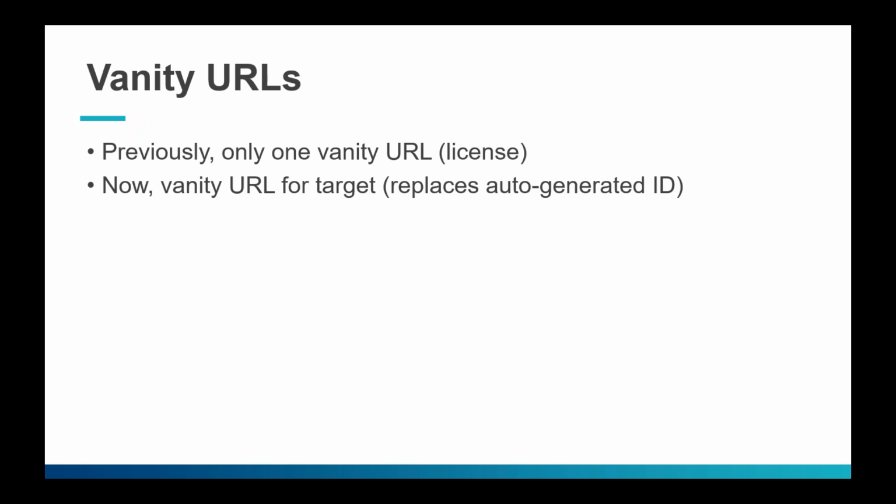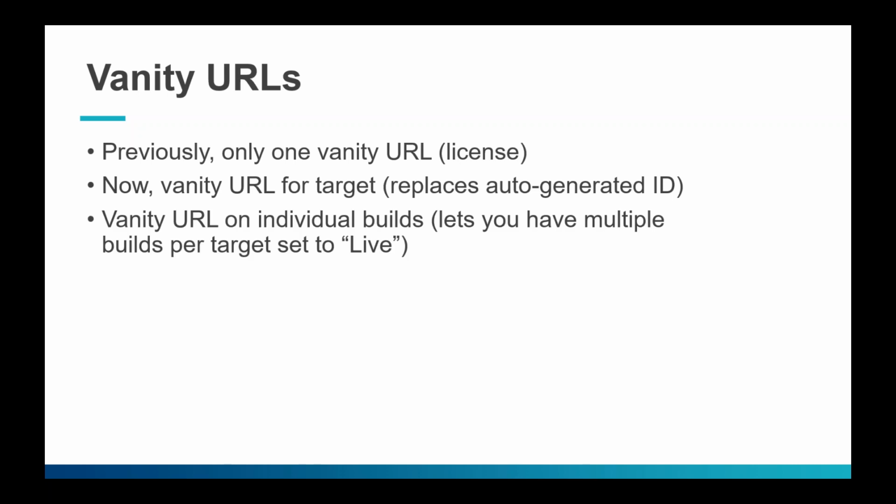But now, not only do you have that licensed vanity URL with your company name, you have more control at the target level. So you would have this auto-generated ID before that was representing your target. Well, now you can replace that auto-generated ID with whatever you want. Not only can you do it at the target level, you can go deeper down to the build level, and you can do vanity URLs on those.